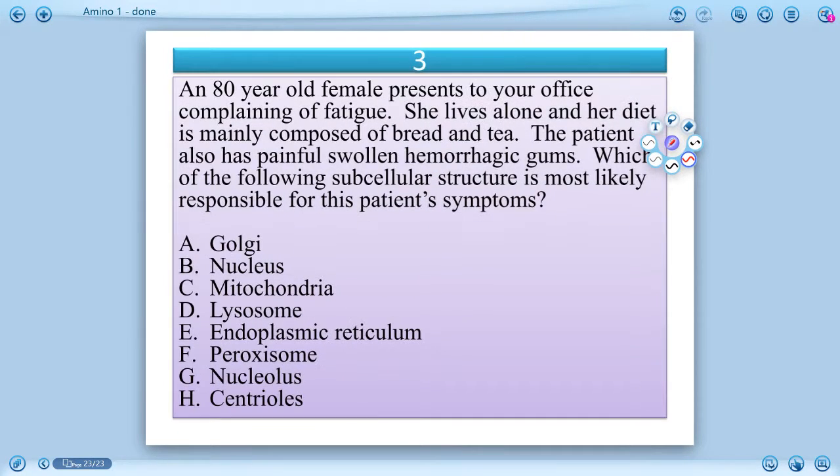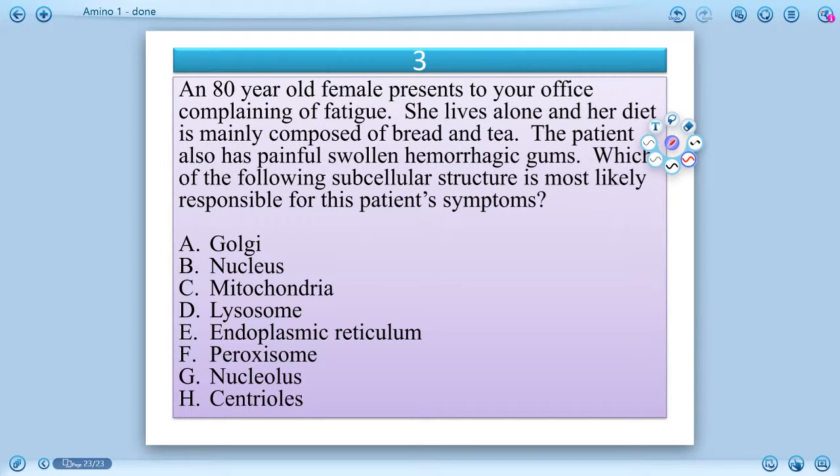An 80-year-old female presents to your office complaining of fatigue. She lives alone, and her diet is mainly composed of bread and tea. The patient also has painful swelling and hemorrhagic gums. Every time there's gum problems, bleeding, think vitamin C. Which of the following subcellular structures is most likely responsible for this patient's condition? So people who are homeless, who don't have a good diet, like bread and tea, have vitamin C problems.